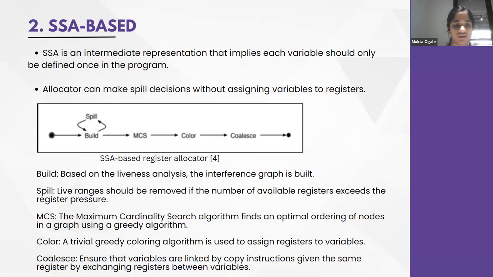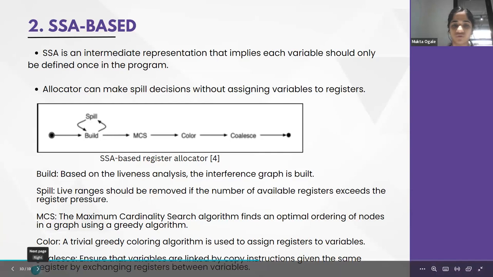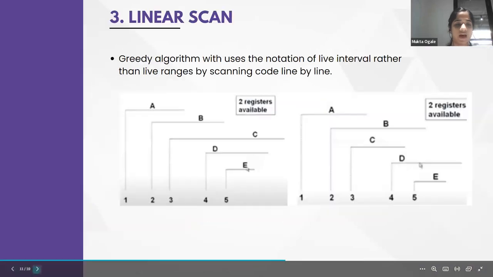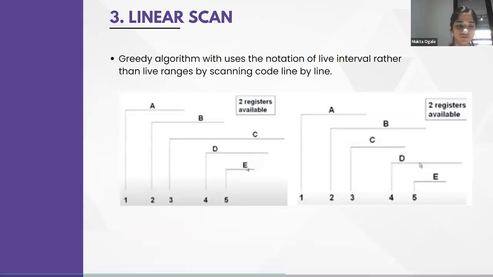So here we can see the steps for the SSA. So the first step is build, then spill. Then use the MCS, which is the maximum cardinality search algorithm, then color, and then coalescing. So yeah, I hand it over to Gauravi.